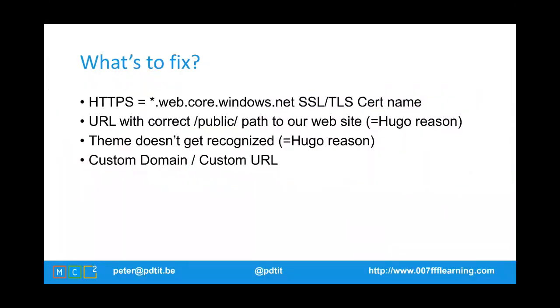So what we're going to do to fix it, since we want to expose this to the outside world, is first of all change that internal web.core.windows.net, because you want your own custom domain. We want to make sure that the URL is always pointing to the public path, or in my scenario, the docs, where, by the way, that subfolder that it's using for compiling depends on your theme as well. I tested it out with a couple of them, but it might even be different because it's the theme developer who decides on that.